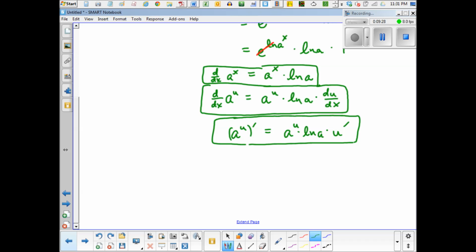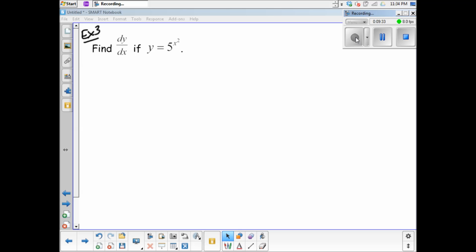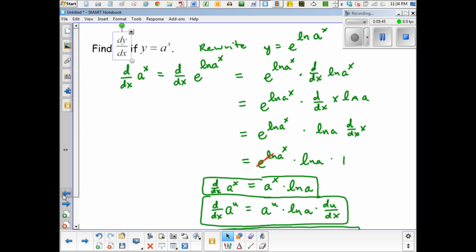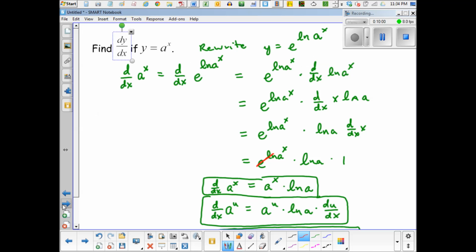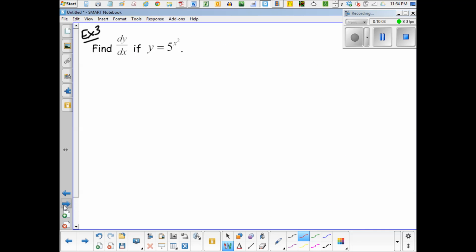Okay, so let's take a look at an example. The example I've picked is similar to one of the last ones we did, where we had e to the x squared. And remember that the derivative of e to the x squared was, let's go back a page, simply e to the x squared times the derivative of that x squared. So let's go to our problem at hand. Okay, so we're going to be finding the derivative of 5 to the x squared.